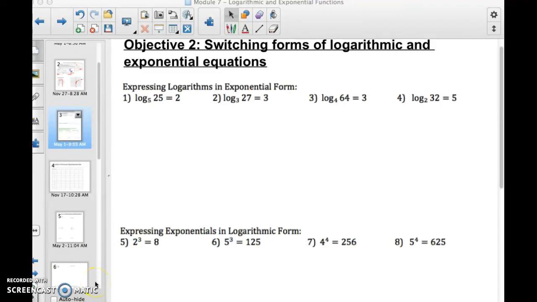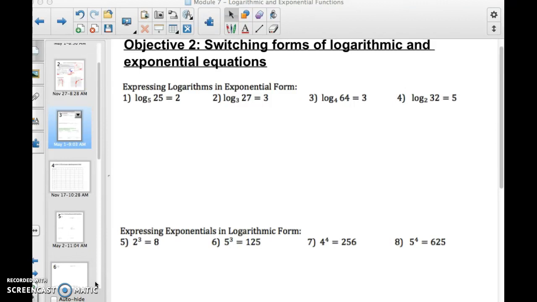Objective 2, switching forms of logarithmic and exponential equations. So this skill is necessary because when we get into solving logarithmic and exponential equations, there will be a time where you're going to have to switch from one form to the other. Alright, so I'm going to show you how to do both within this video.